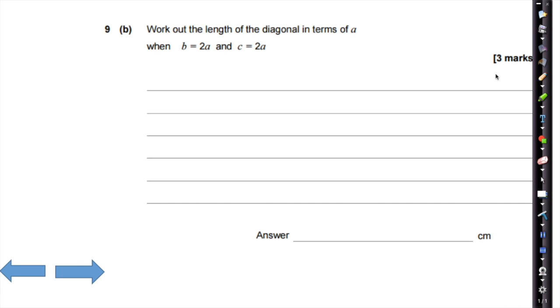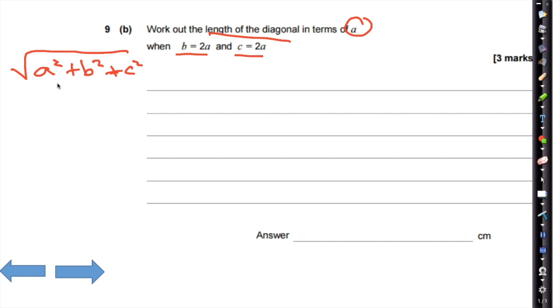For part B, if I just write on the paper, you would be given, as above, it says a squared plus b squared plus c squared. So the square root of a squared plus b squared plus c squared is the length of the diagonal. So in terms of a, can we rewrite this? So we're not being asked to work out any exact values, we're just looking for an algebraic expression. And the clue that's given here for the substitution, which way you substitute, is it's actually given you b and c in terms of a.